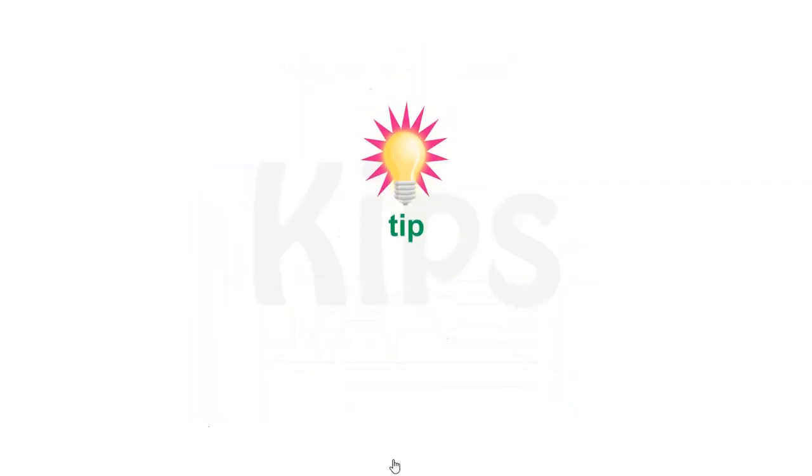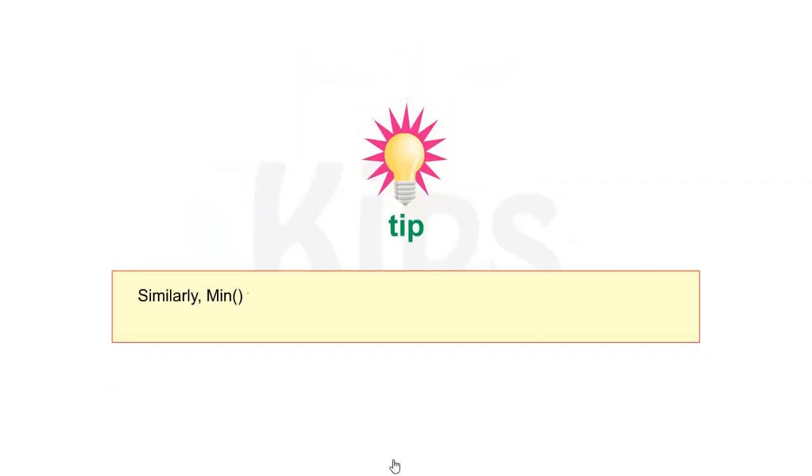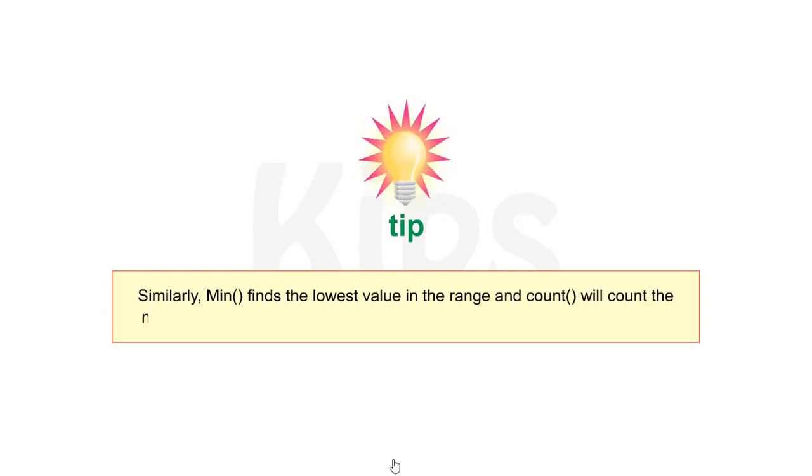Okay, now let me give you a tip. Similarly, MIN finds the lowest value in the range, and COUNT will count the number of elements in a given range. Elements like words, numbers, etc.